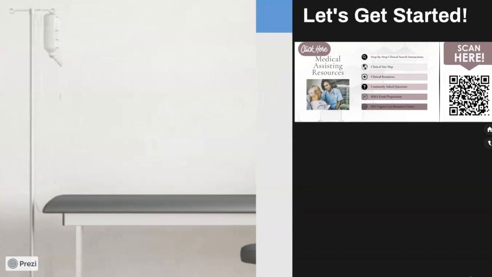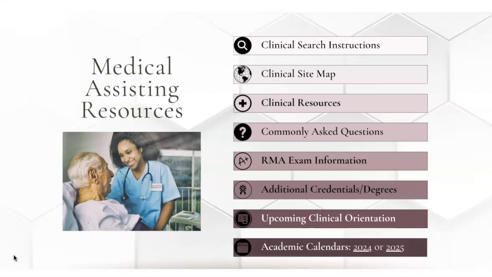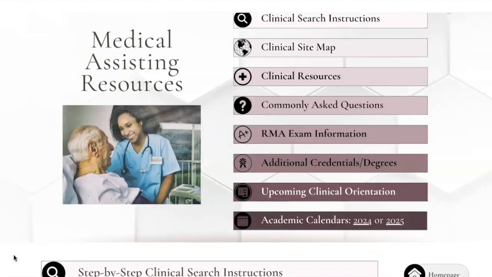There are resources and guidance on how to go about securing your clinical site on the MA resources page, including a phone script recommending what to say when you're inquiring with an office. Let's visit that resource page now to go through some of those guidelines and resources. Our MA resources page has lots of helpful information, including everything that you need to know about your clinical rotations, how to go about the search process, and all of the paperwork associated with your clinicals.